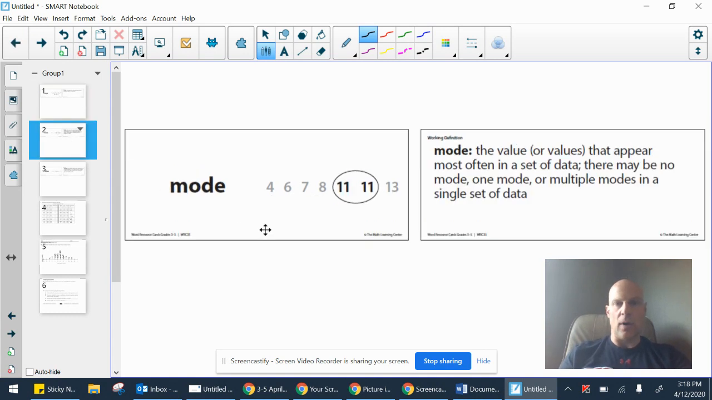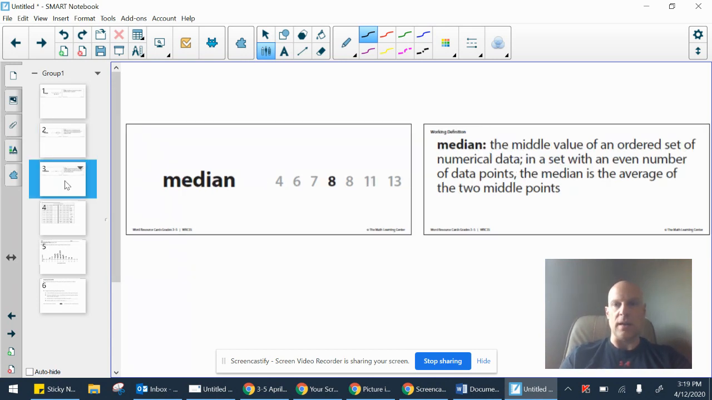Another vocabulary word that I want to teach you is the mode. The mode is the value or values that appear most often in a set of data. Just looking at this right now, we can see right away that 11 occurs more than the other numbers. Sometimes you might not have a mode. Sometimes there might be more than one mode. For example, let's say we had another 13 here. Then we would have a mode of 11 and 13. But in this case, because 11 occurs more than the other numbers, we have a mode of 11.